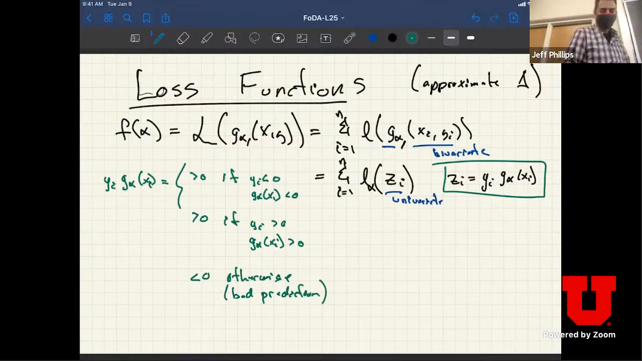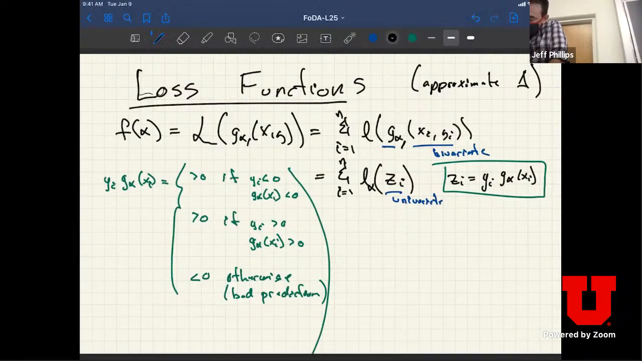Okay, so this is saying I'm going to get a positive value if these things match, if y_i and g_alpha(x_i) match in terms of sign, and a negative value if they don't match, right? So this will be a very convenient form, okay?